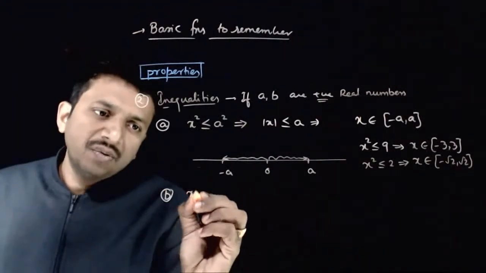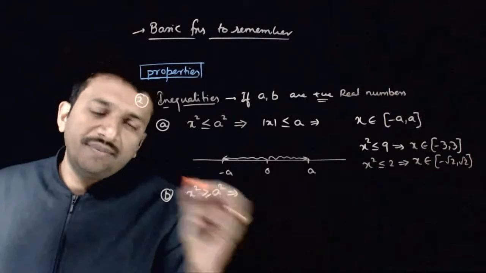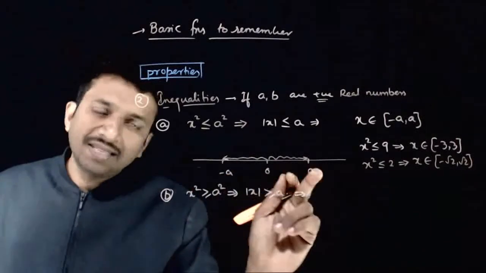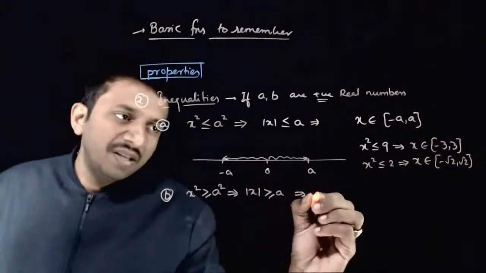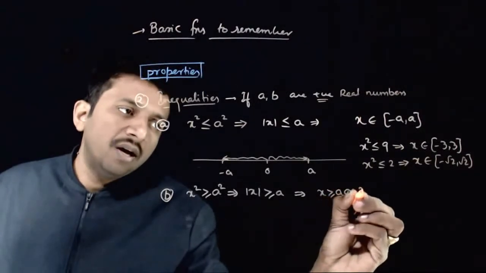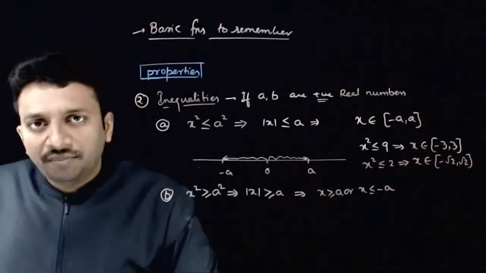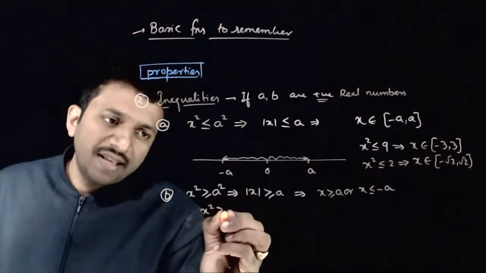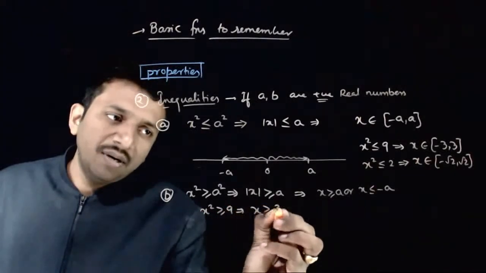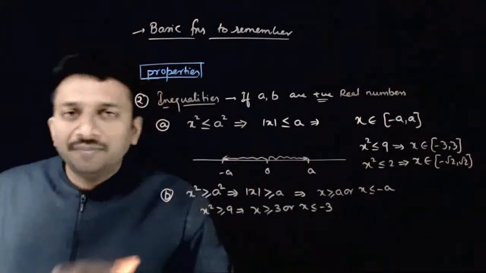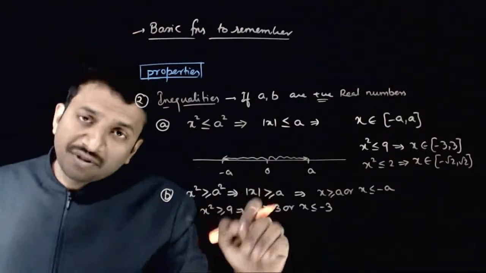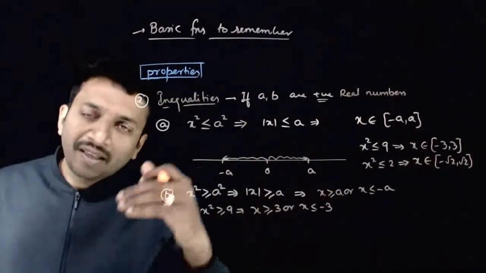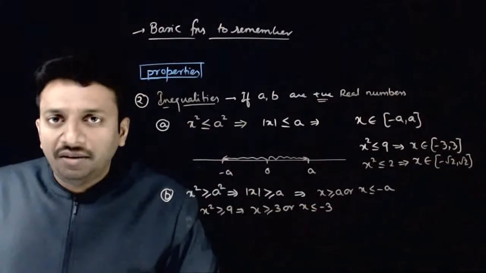And if x square is greater than or equal to a square, this implies mod x is greater than or equal to a, and this implies x is either greater than a or less than minus a. So x is greater than or equal to a, or x is less than or equal to minus a. So these are the two conditions. If x square is greater than or equal to 9, this implies either x is greater than or equal to 3 or x is less than or equal to minus 3. If x is greater than 3, when you square it, you get a number greater than 9. If x is less than minus 3, for example minus 4, minus 5, and so on, when you square it, you also get a number greater than 9.